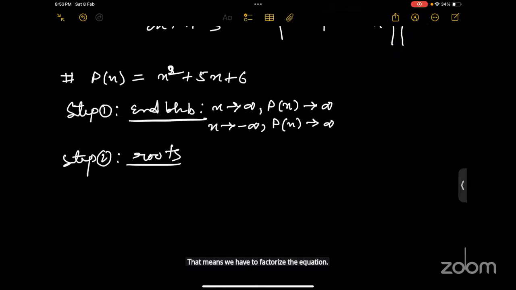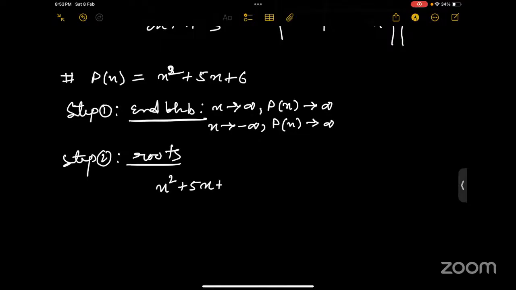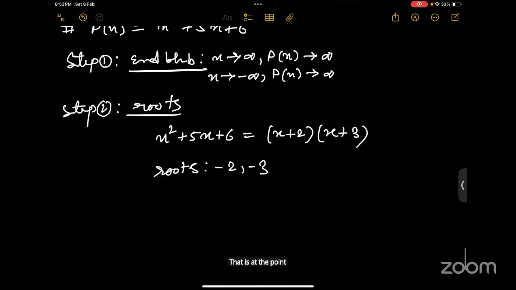So what will be the factorization? x plus 2 and x plus 3. This is the factorization, right? That means roots are minus 2 and minus 3, right? That means at the point minus 2 and at the point minus 3, it will cut the x-axis, right? So roots means x-intercept, okay?